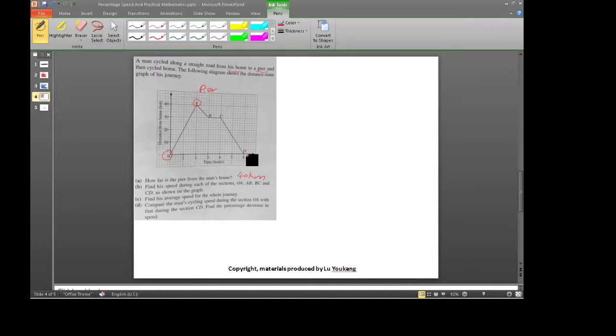Okay, so now let's take a look at part B. We are asked to find the speed during each of the sections OA, AB, BC, and CD. Therefore, what is the formula for speed? Speed equals distance over time. Therefore, section OA, distance is 40 kilometers over a period of 2 hours. Therefore, you get 20 kilometers per hour.